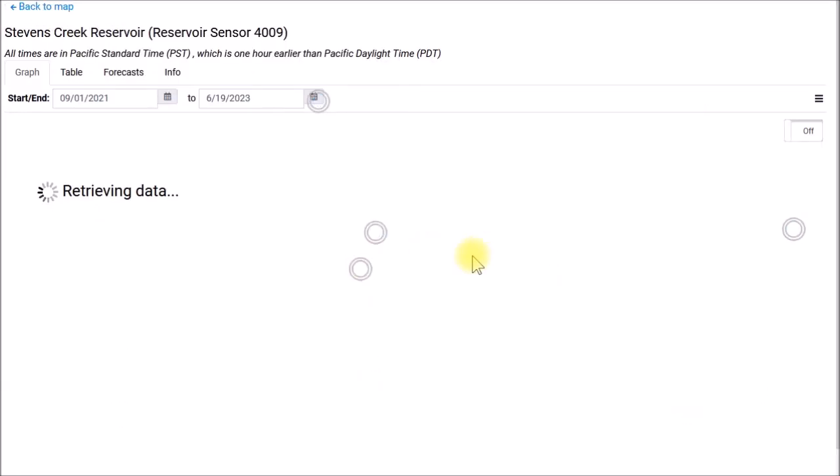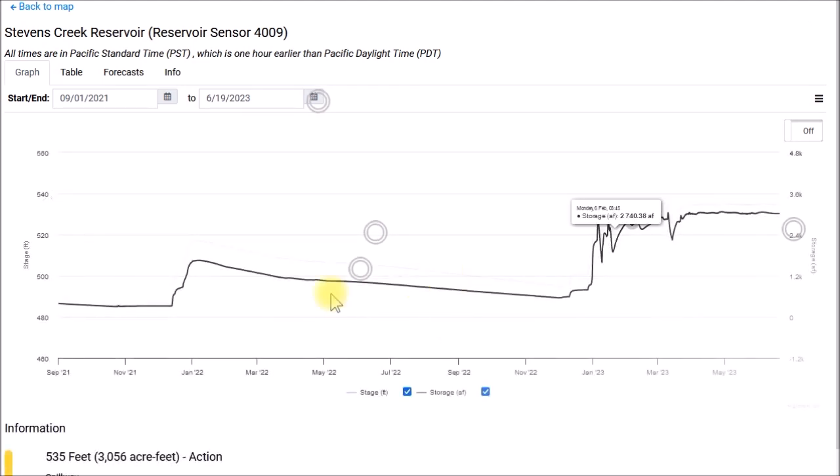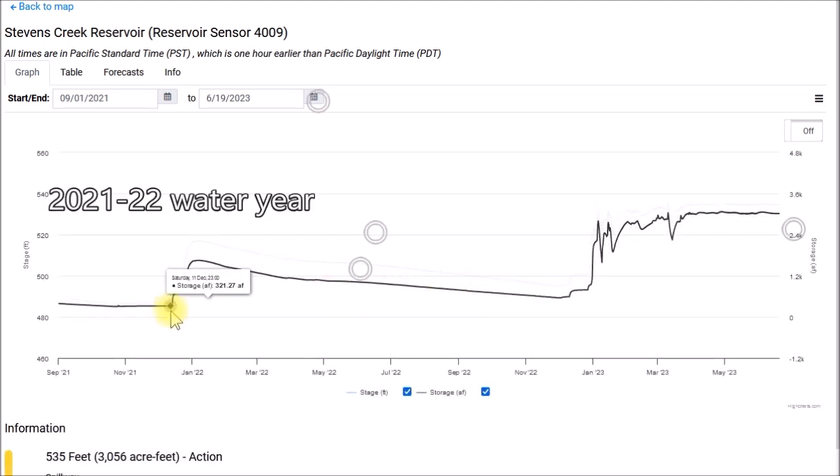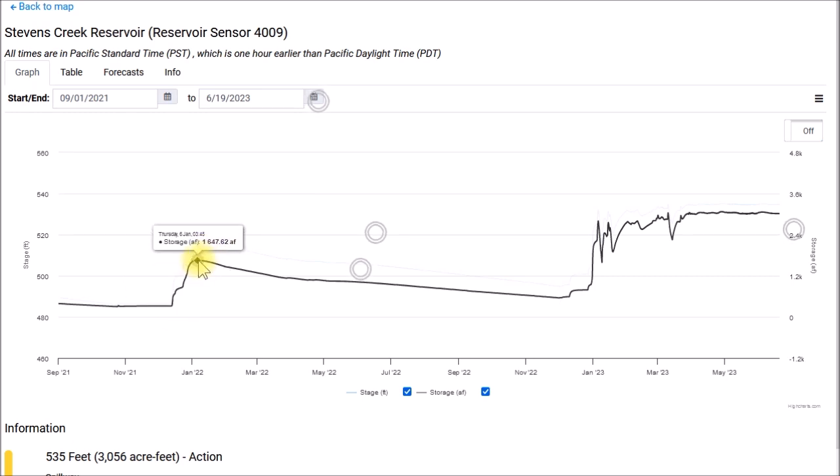And if you go over to the Valley Water page, this is the reservoir here. So here's Stevens Creek Reservoir. Oh, let's see, that's the elevation. Let me get the acre-feet. Yeah, 320 up to about 1,600. So there was maybe about 1,300 acre-feet added to the reservoir over that whole rain year.